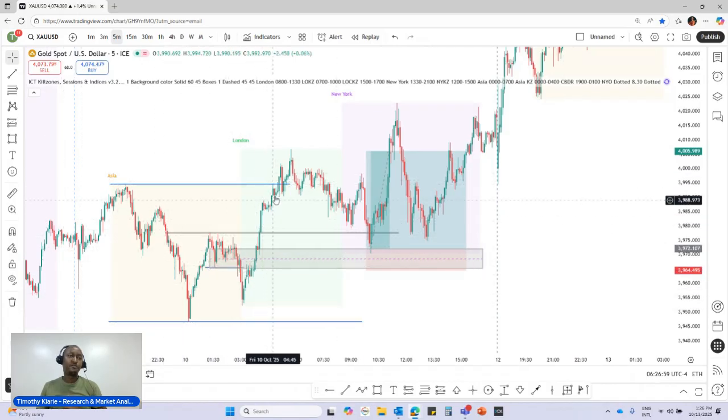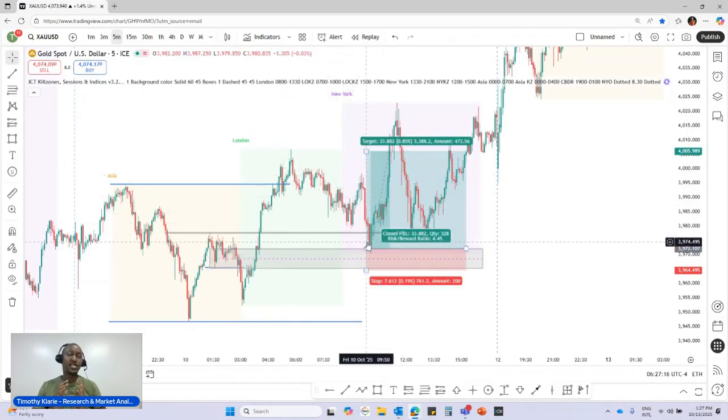Then we have waited for the price to take out the Asian highs, all right? The price has taken out the Asian highs, giving us a bullish sentiment. So we have to wait. Once the price has taken out the Asian liquidities or highs, we have to wait for a retracement, and this is the retracement that is happening during the London and New York overlap, giving us an optimal opportunity to take some trade setups.